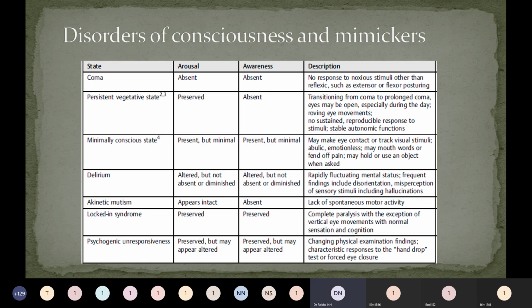Locked-in syndrome. In locked-in syndrome, both awareness and arousal are preserved. There will be complete paralysis, with the exception that the patient will have vertical eye movements. There is another entity called psychogenic unresponsiveness. Here both arousal and awareness will appear to be altered. Only on examination do we have to differentiate psychogenic unresponsiveness from other conditions.